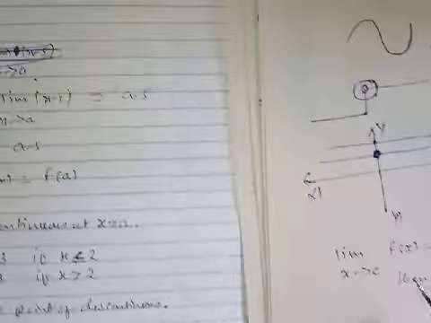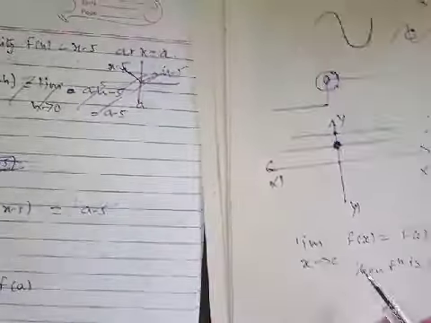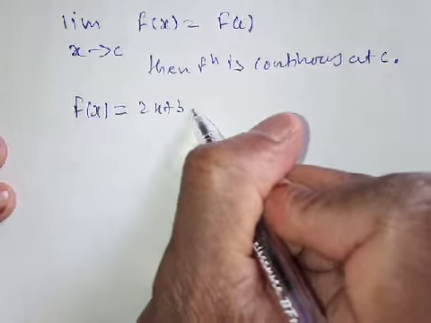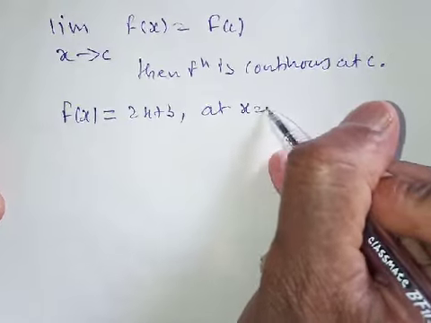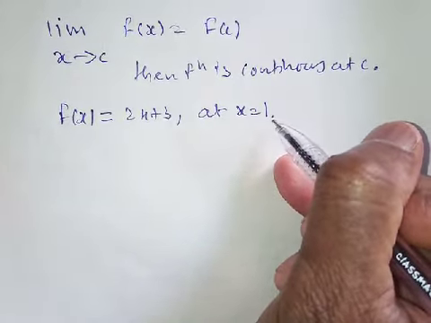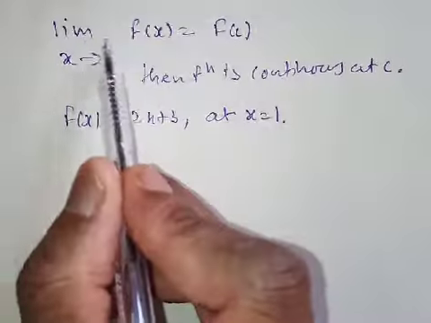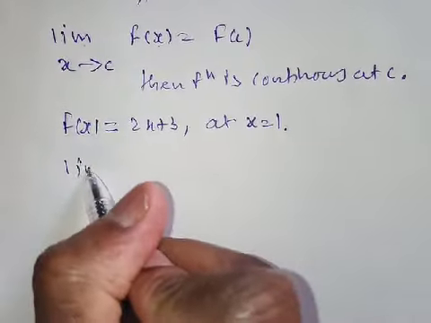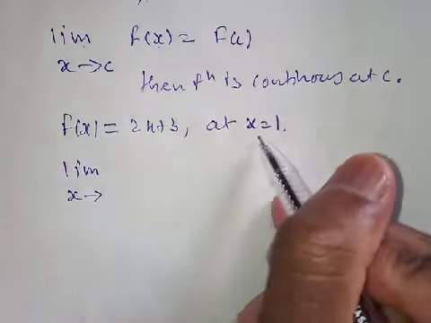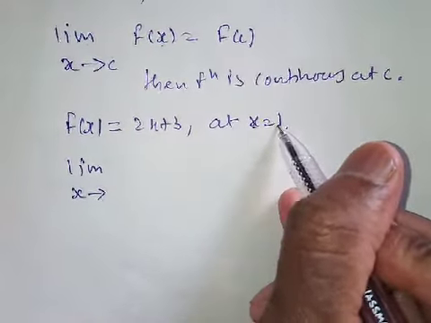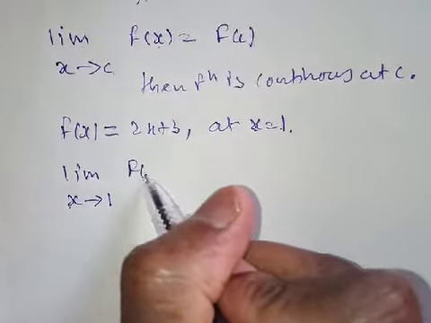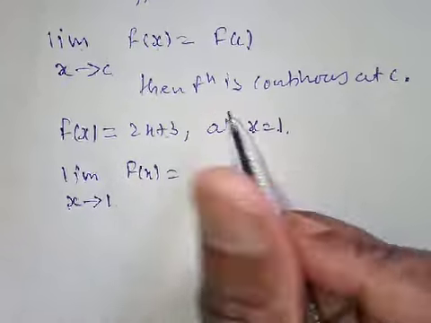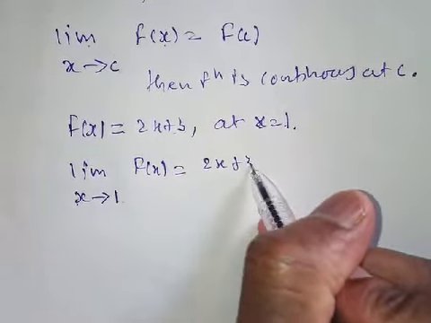Let's take an example here. Say that f of x is equal to 2x plus 3. Check the continuity at x is equal to 1. How are you going to see? According to the definition, limit x tends to 1. In place of c, you will write 1, of f of x. What is f of x? 2x plus 3.